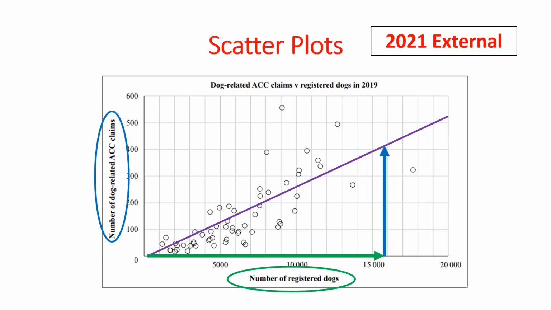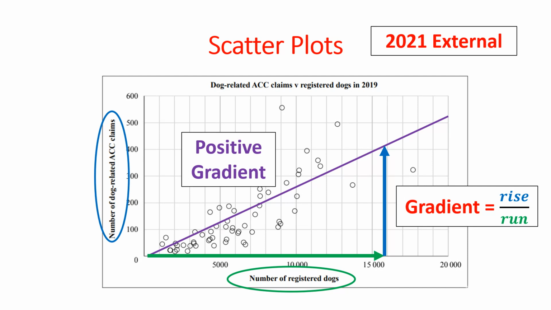Right, notice the line of best fit. As the number of registered dogs increases, the number of dog-related ACC claims also increases. This is what we call a positive gradient. And remember, gradient is rise over run. Now, for merit and excellence, you may actually want to go and calculate the gradient of this line and work out the gradient for the number of dog-related ACC claims for every dog registered.